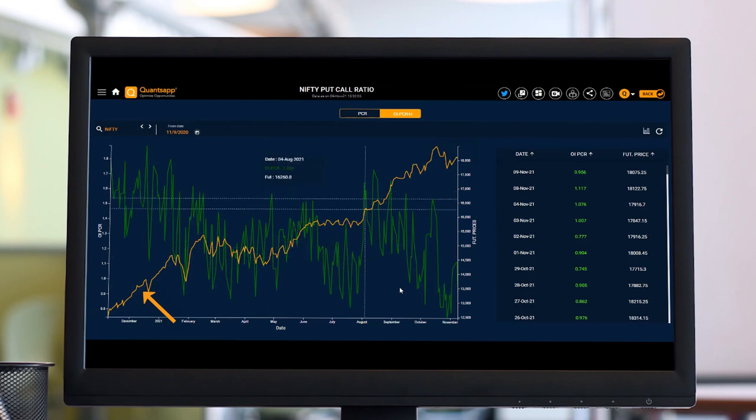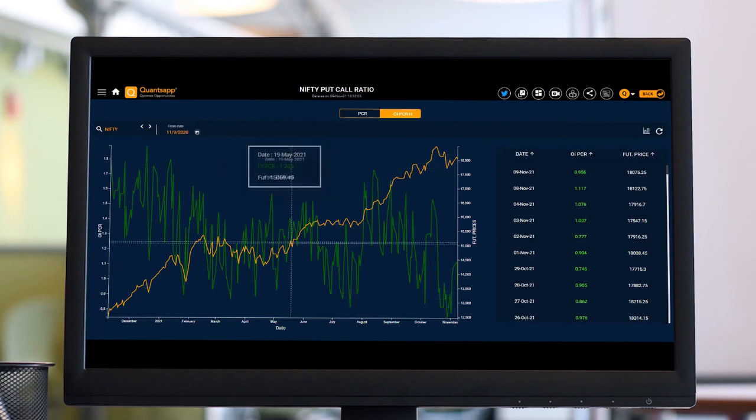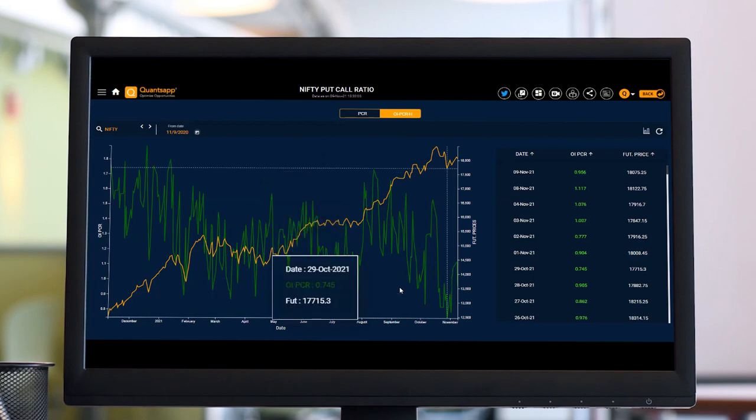So if you see, generally it is kind of mean reverting, right? If it is at the bottom, it kind of spikes. If it is at the top, it kind of takes a cooling down approach. Now if I focus at this point, on the 29th of October, PCR is 0.74.